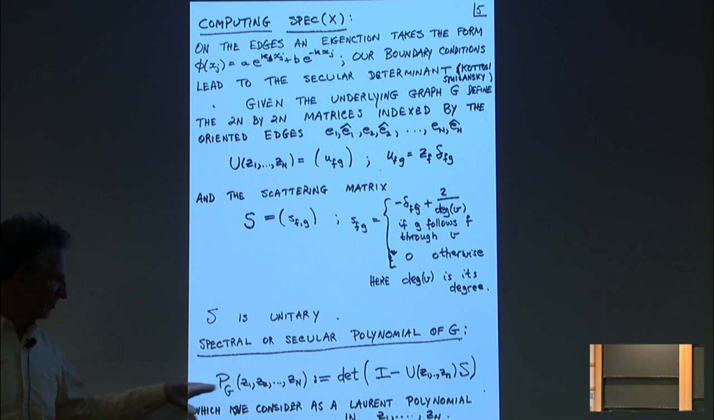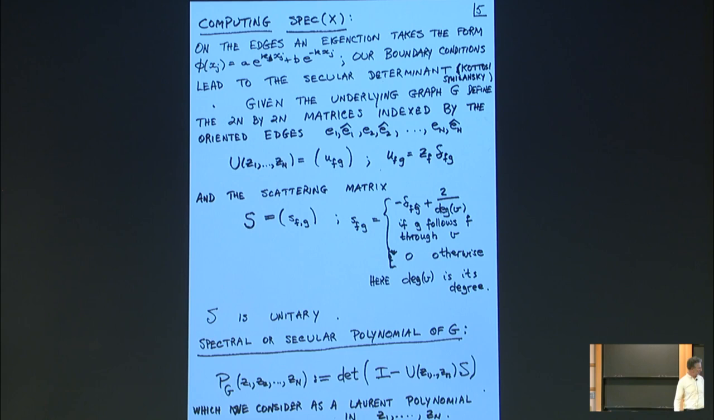You form the following polynomial. I'll think of it as a Laurent polynomial. I'm defining it as a polynomial here in these n variables, which is the determinant of I minus this diagonal thing times that matrix S. And its relation to the spectrum is going to be recorded now.